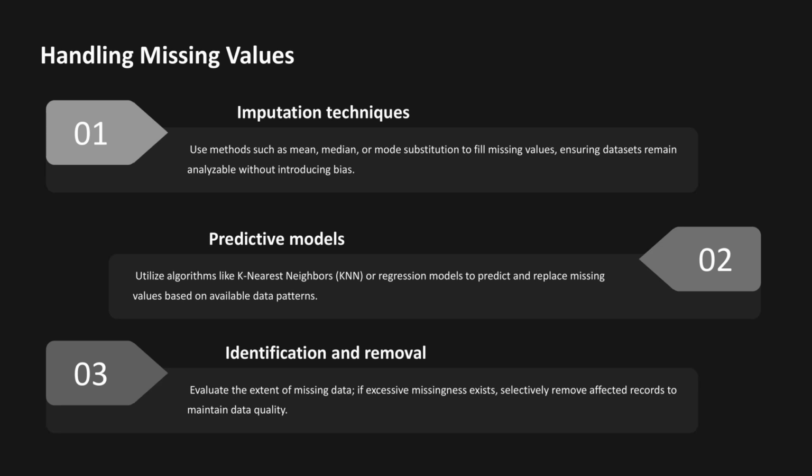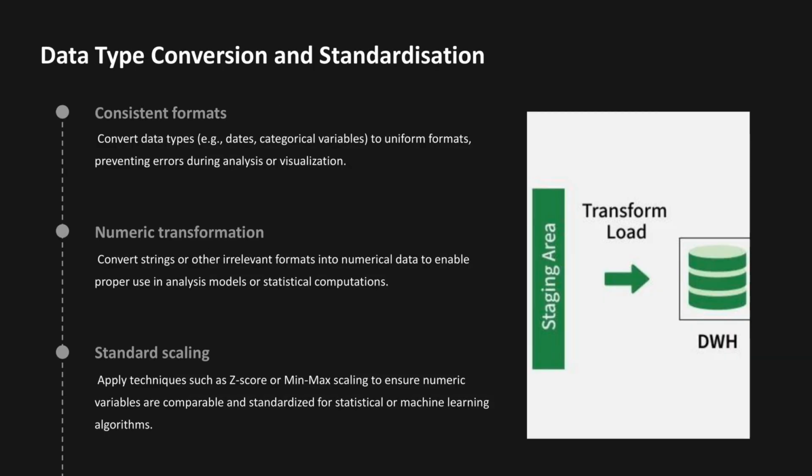Simple imputation using mean, median, or mode can keep datasets usable, while predictive models like k-nearest neighbors or regression can estimate missing entries based on patterns, and in cases of excessive gaps, you may selectively remove records to protect overall data quality. Converting data types and standardizing formats is a small step with big impact.